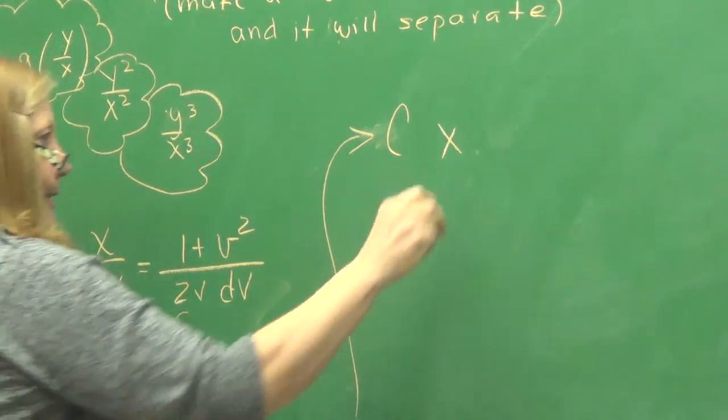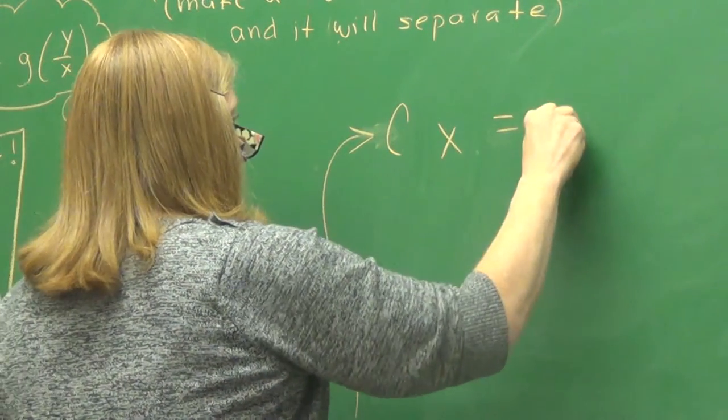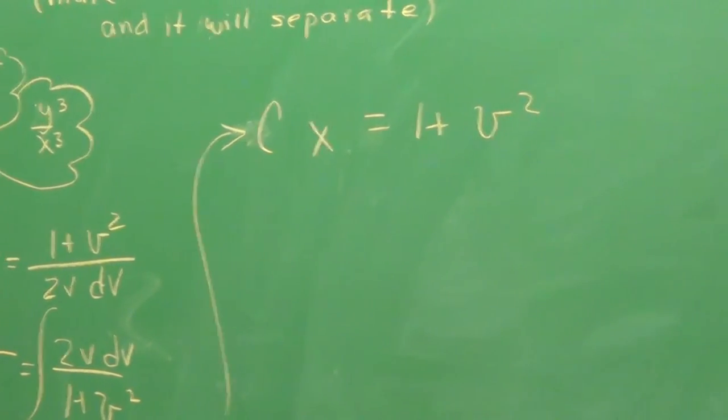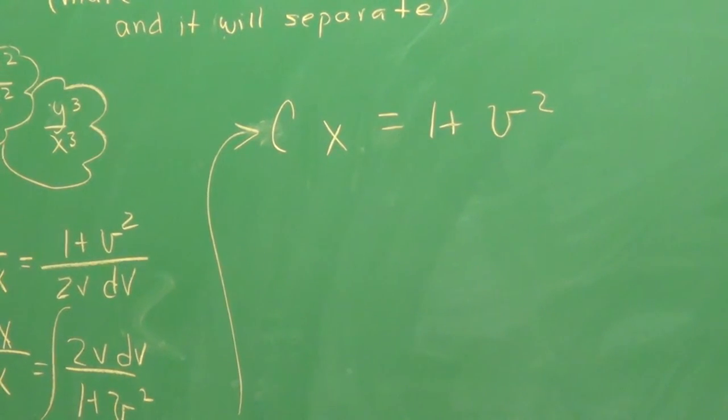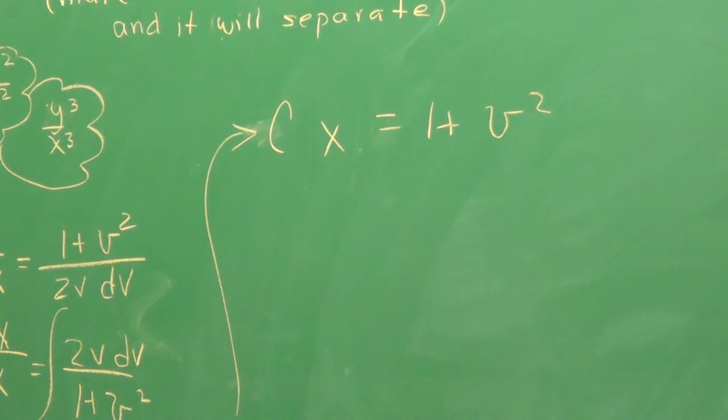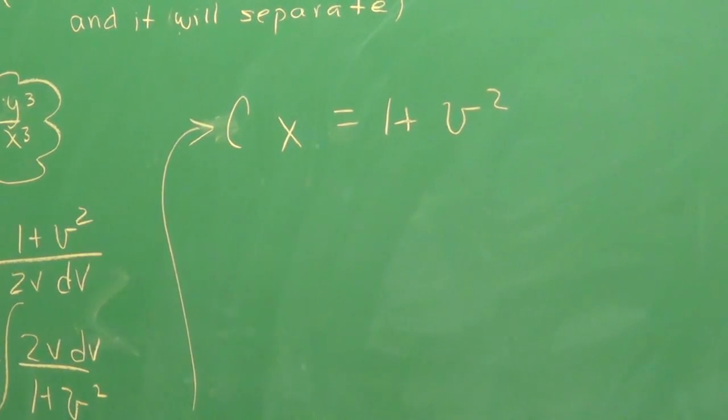1 plus v squared. Alright. Our answers cannot have v in it, so guess what I'm gonna do? Plug back in. Our variable was v, everywhere there's a v, it's equal to y over x, so we just plug back in.